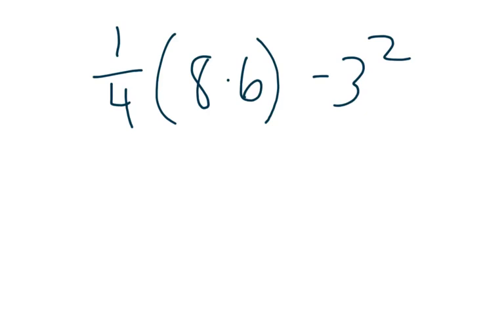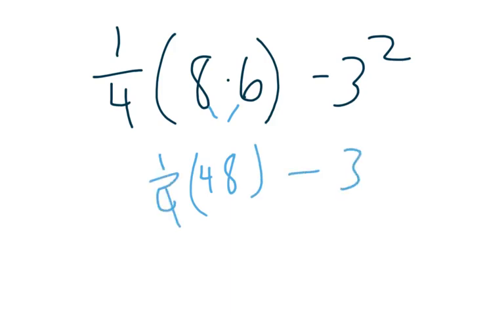Alright, next we have this beautiful problem. First thing, once again, is parentheses. Inside parentheses, we have this multiplication right here. So 4 times 6 is 24. And then we bring down the fraction. And then we bring down the exponent.